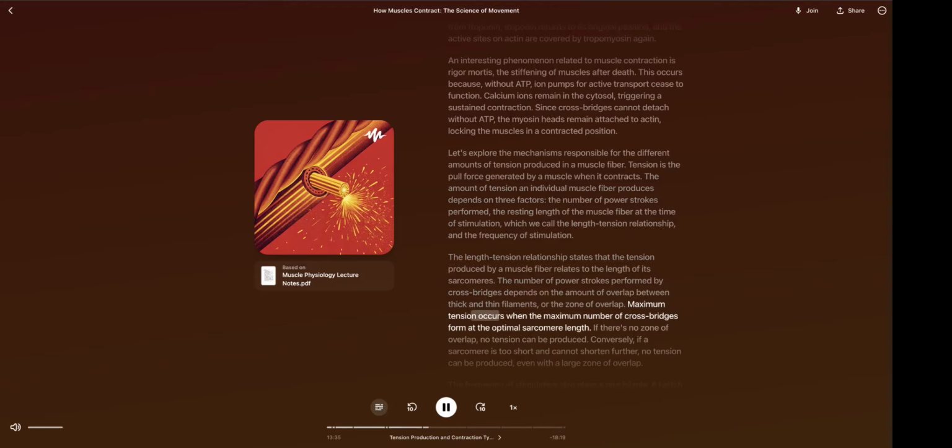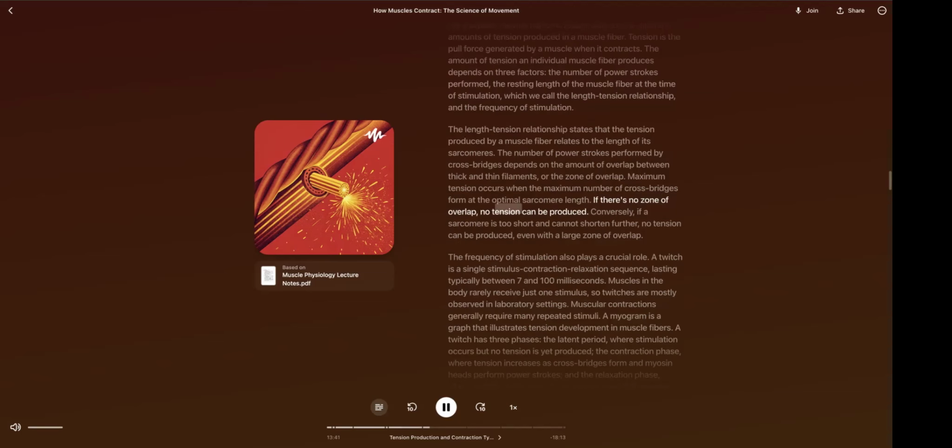Maximum tension occurs when the maximum number of cross bridges form at the optimal sarcomere length. If there's no zone of overlap, no tension can be produced. Conversely, if a sarcomere is too short and cannot shorten further, no tension can be produced even with a large zone of overlap. The frequency of stimulation also plays a crucial role.